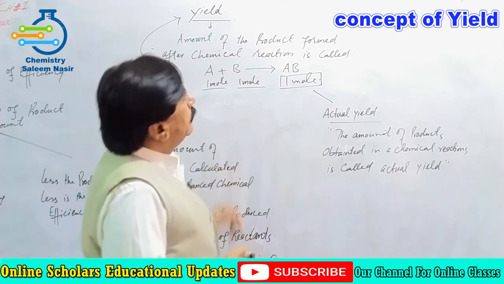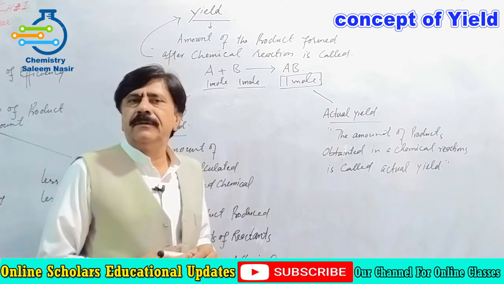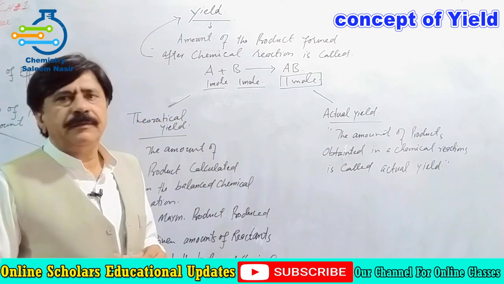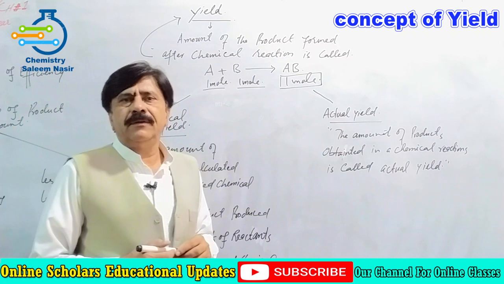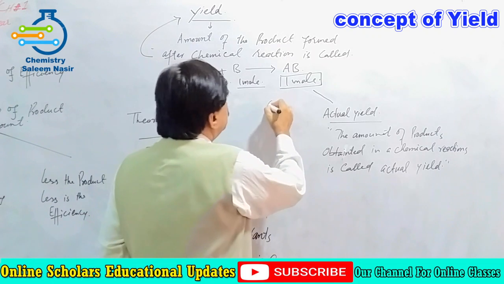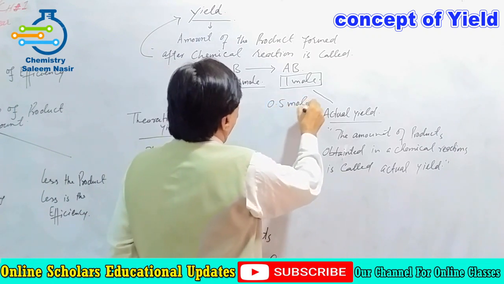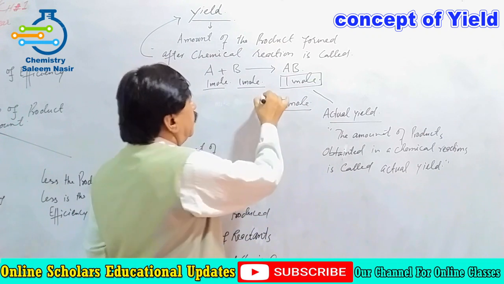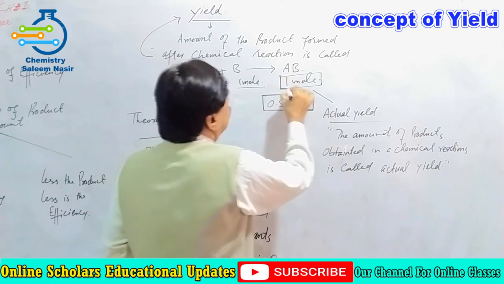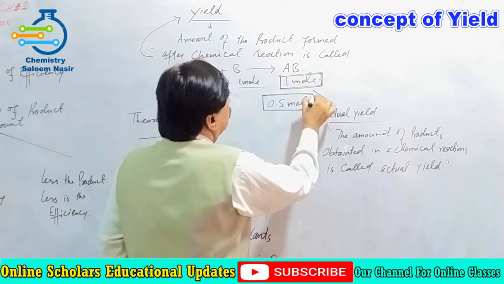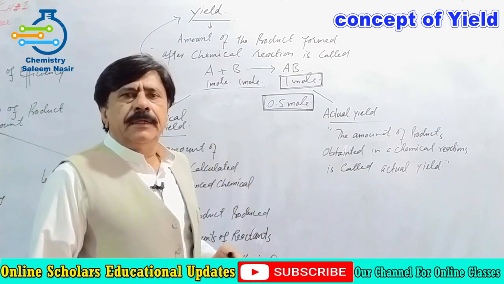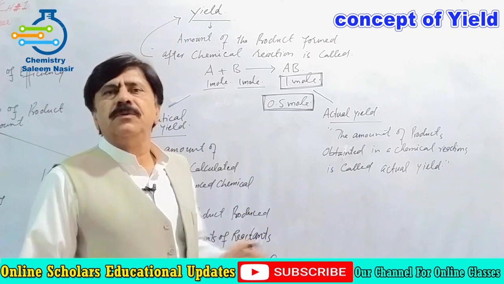Students, but when it is found in actual practice, the amount of AB is not 1 mole. The amount is 0.5 mole. Now, we have two amounts of the product, that is 1 mole and 0.5 mole. How will we discriminate between these two product amounts?